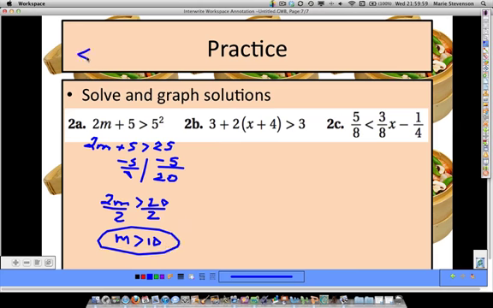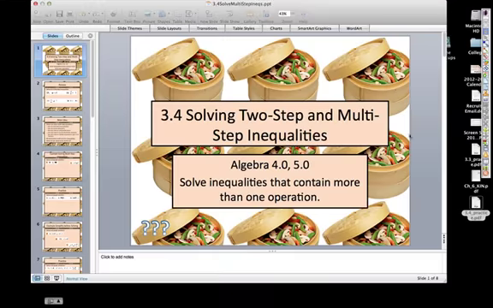So I'll put my graph off to the side here. It's greater than, so it's open circle to the right. Okay. All right. Second one.